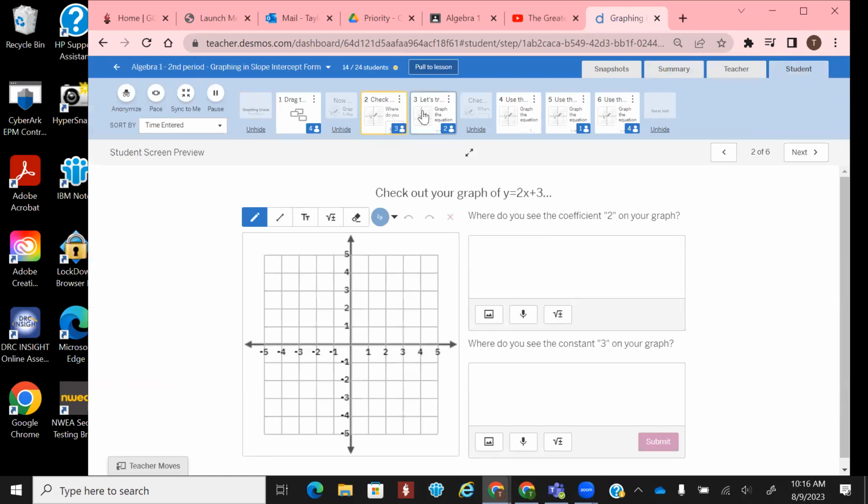Coefficient of 2. How do we see that on the graph? Well, this is that rise and run. This is your slope. This is how steep it is, right? Now 3 on your graph is going to be your y-intercept. That's all I'm looking for.